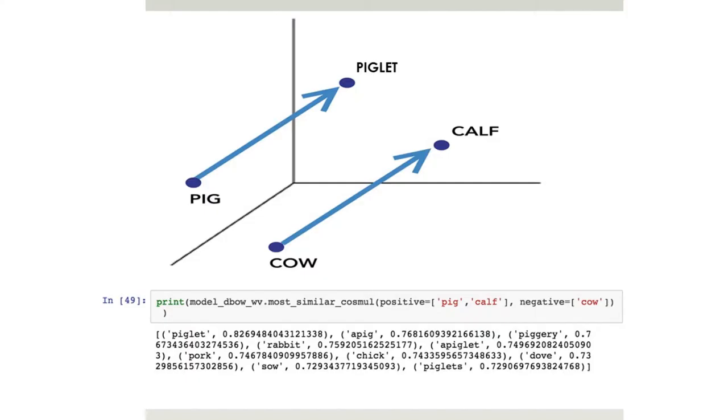Now I'm going to ask you a typical Word2Vec question. I had to do this because everyone seems to do Word2Vec. So cow is to calf as pig is to, who wants to guess? Piglet. Correct. And just to prove that I didn't make that up, I just put the code there too. So pig is to piglet, cow is to calf.